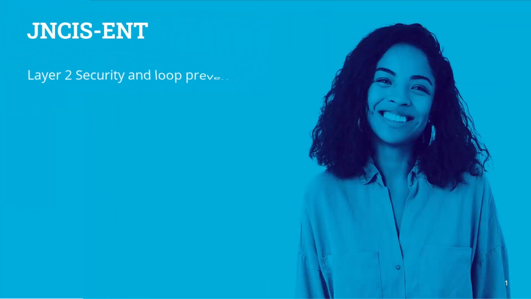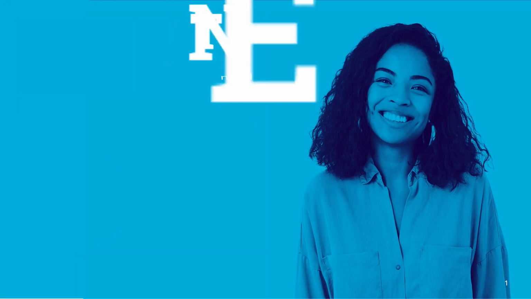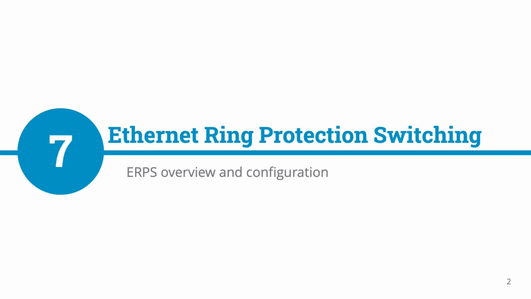Hello and welcome back to this course covering the exam topics for the JNCIS ENT certification. In this section of the course, we're reviewing Layer 2 security and loop prevention. In this lesson, we'll be covering the theory and configuration of Ethernet ring protection switching.